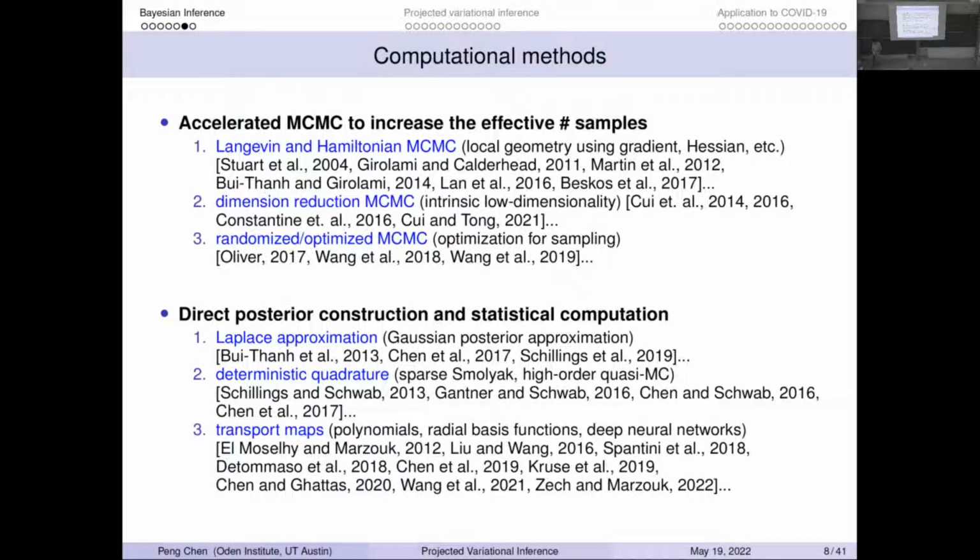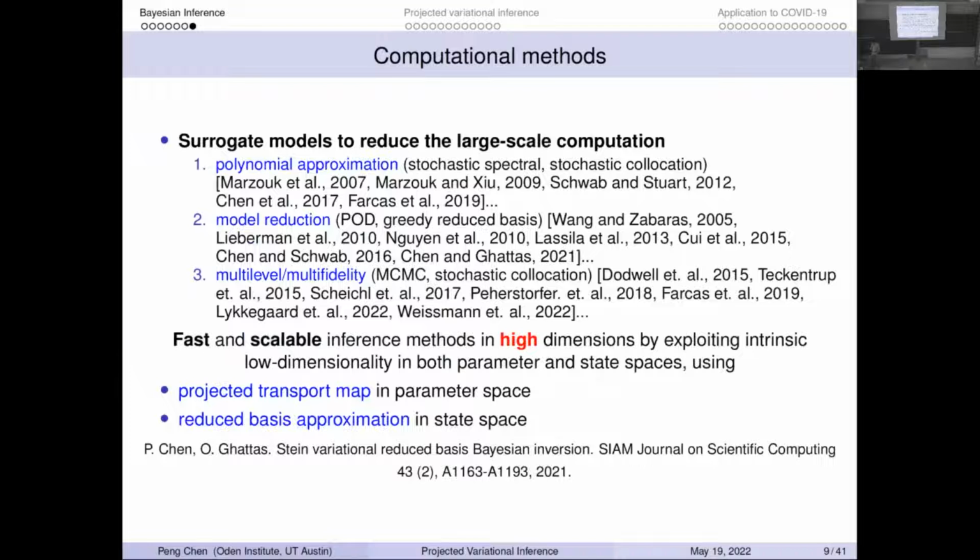For the transport maps, what Jacob used was a sparse polynomial, for instance. However, there are other representation bases, like radial basis functions or deep neural networks. And to address very large scale, very heavy computation, people developed various surrogate models. For instance, polynomial approximation using stochastic spectral approximation, Galerkin approximation, and stochastic collocation method. And there's also model reduction, for instance, POD, reduced basis method, and also multi-level, multi-fidelity method.